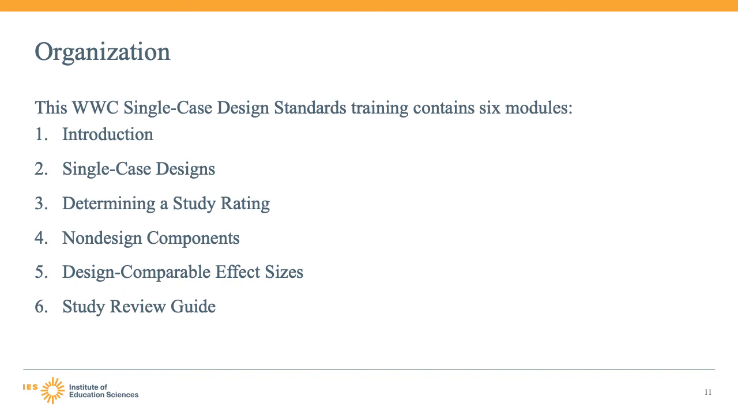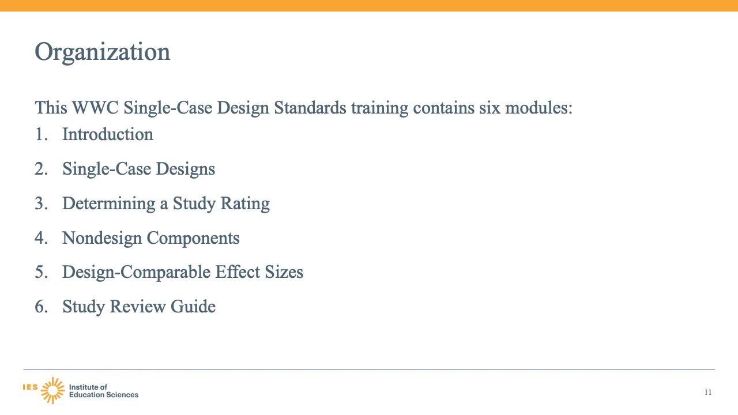The fourth module discusses non-design components considered when reviewing a single case design study. This module reviews the WWC's definition of a confounding factor and provides examples of confounding factors and other non-design components that may affect the WWC's review of a single case design study. For the fifth module, you will watch a webinar produced by the WWC discussing the design comparable effect size used to quantify intervention effect magnitude in single case design studies.